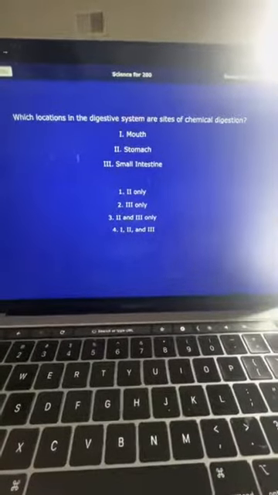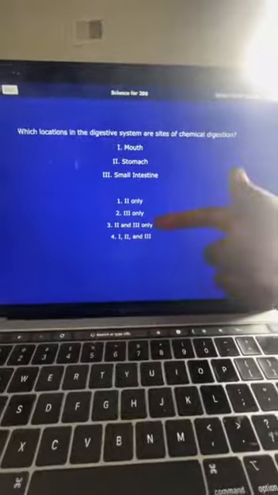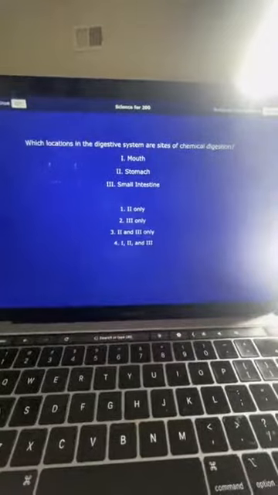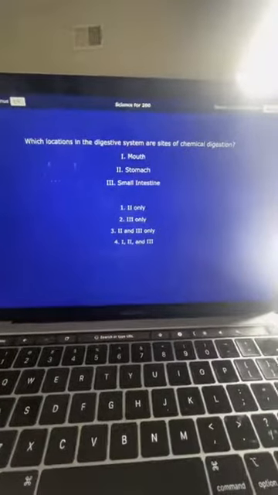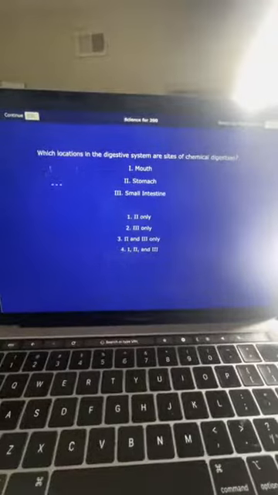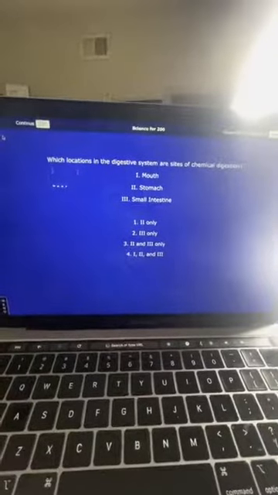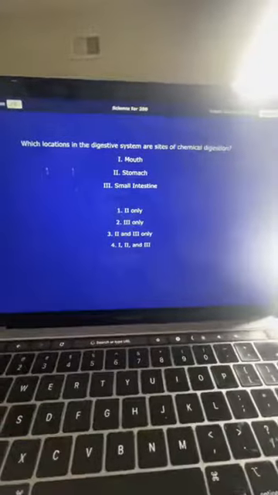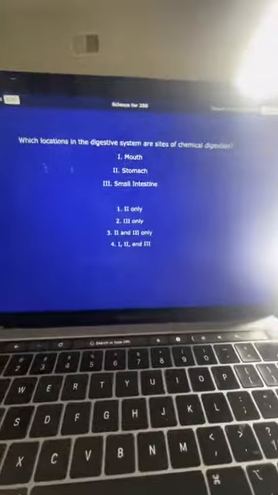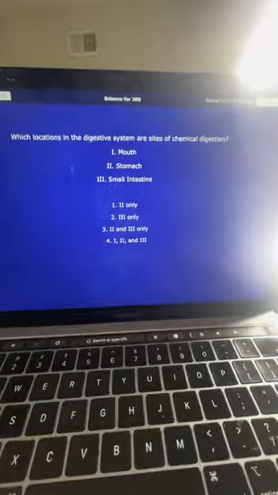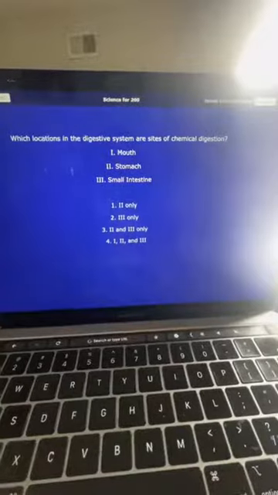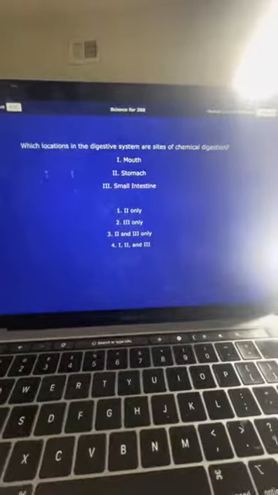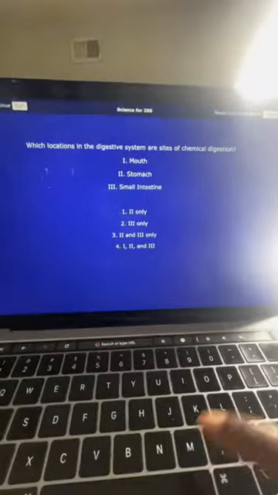All right, and the answer choices are right here. Number 1 says 2 only, which is stomach only. Number 2 says 3, which is small intestine only. Number 3 says 2 and 3 only, which is stomach and small intestine. And then number 4 says pretty much all of the above: mouth, stomach, and small intestine. So, which locations in the digestive system are sites of chemical digestion? All right, let me scroll up and see your answers. Okay, let's see what it says.